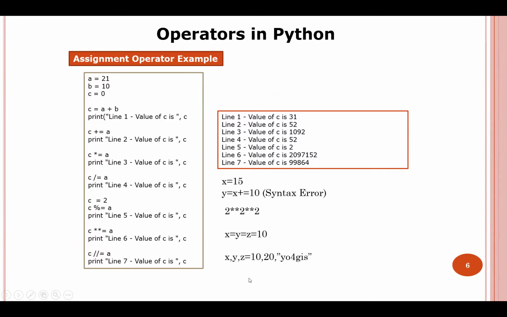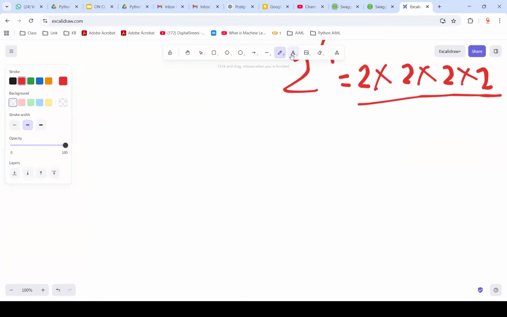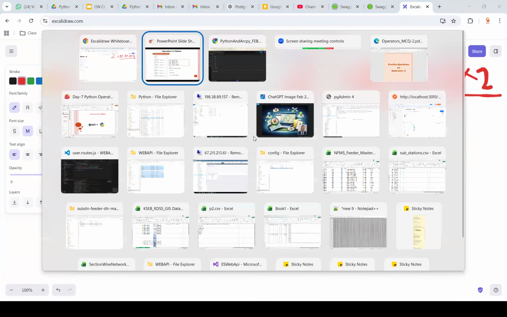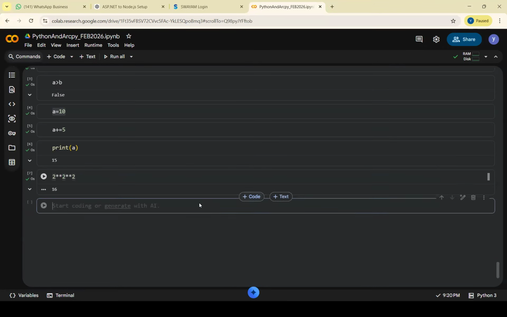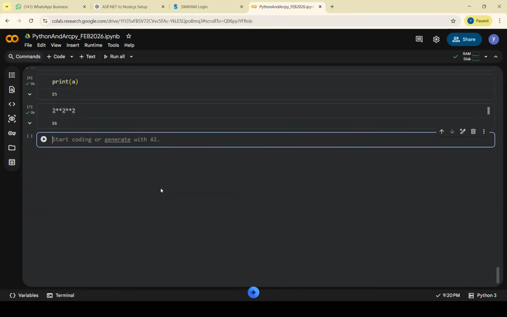Similarly, here in Python, they have given one facility also. Let's suppose here you have written x, comma, y, comma, z is equal to something. Like here, if I run this one, I will get the answer 16. Now here, if I write x, comma, y, comma, z is equal to 10, comma, 20, comma, 30.